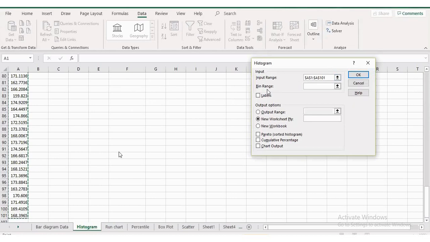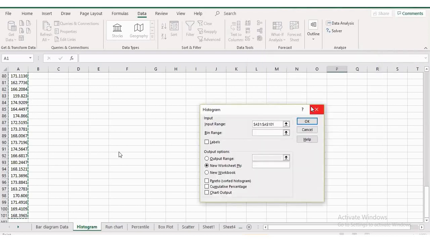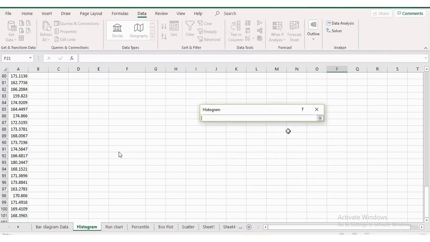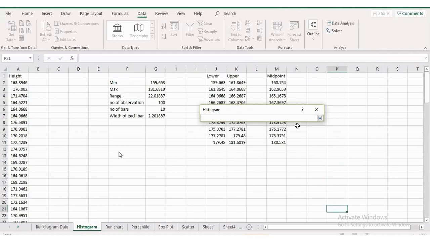Okay. Bin range is nothing but the midpoints. That's what Excel is demanding. If you use other software, they are not going to ask this kind of thing. For example, in Minitab, if I give the data, there is no need to create the midpoints. You guys are getting it? So click on this, go there and give the midpoints.